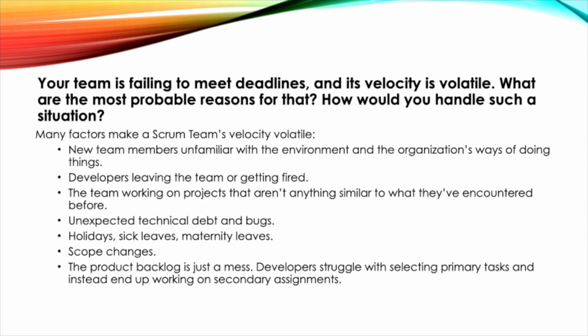Many factors make a Scrum team's velocity volatile: new team members unfamiliar with the environment and the organization's ways of doing things, developers leaving the team or getting fired, the team working on projects that aren't anything similar to what they've encountered before, unexpected technical debt and bugs, holidays, sick leaves, maternity leaves, scope changes. The product backlog is just a mess. Developers struggle with selecting primary tasks and instead end up working on secondary assignments.